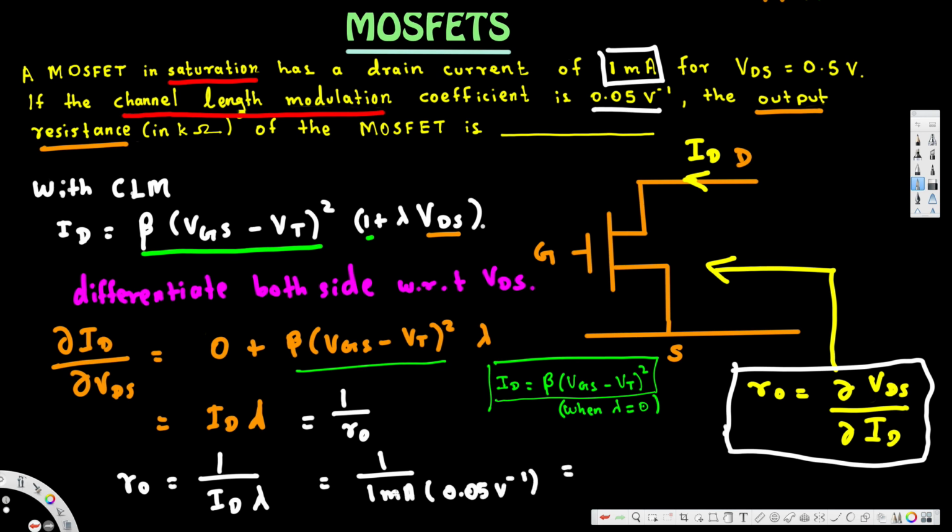And if you calculate this one, since we have milli, that's going to make this whole thing kilo, and if you divide 1 by 0.05, that's going to give you 20. So 20 kilo ohm is the output resistance, and this is dynamic output resistance because we are differentiating VDS over ID. So this is going to be 20 kilo ohm resistance, and that's our final answer.